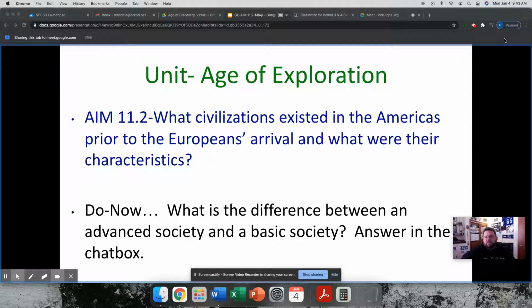All right, so after the three G's, we're on to AIM 11.2. What civilizations existed in the Americas prior to the Europeans' arrival, and what were their characteristics? And we just shared out some responses to the do now question, so away we go.